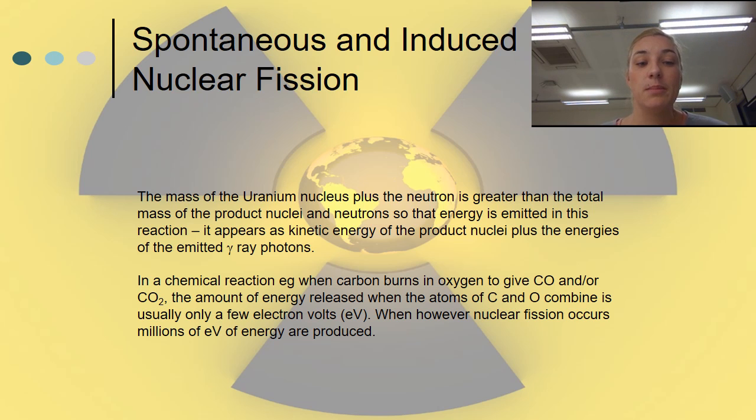So the energy that is emitted in this reaction appears as kinetic energy, and it's the energy of the product nuclei as they're moving away from the reaction, plus the energies of the emitted gamma ray photons. So in a chemical reaction, for example, when carbon burns in oxygen to give CO or CO2, the amount of energy released when the atoms of C and O combine is usually only a few electron volts. However, when we're talking about nuclear reactions, when we have fission, we get millions of electron volts of energy actually being produced.